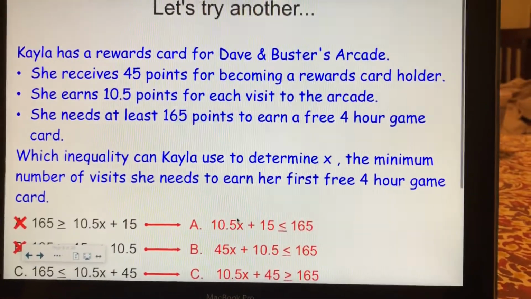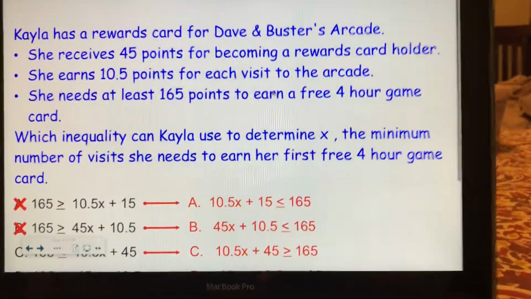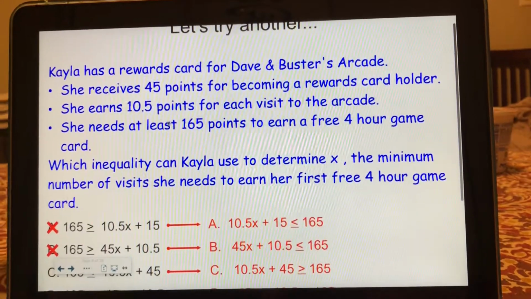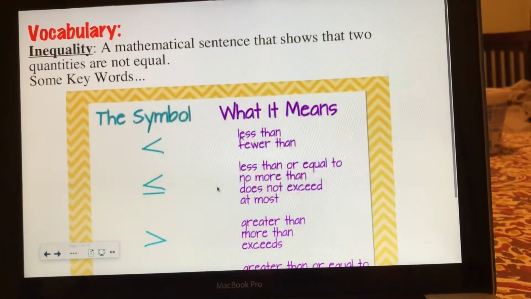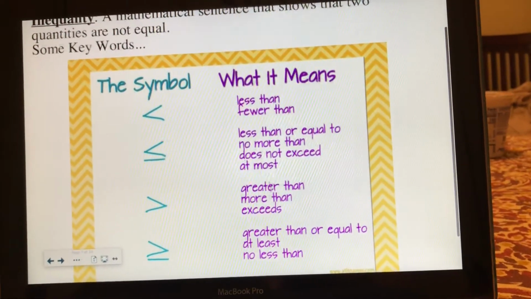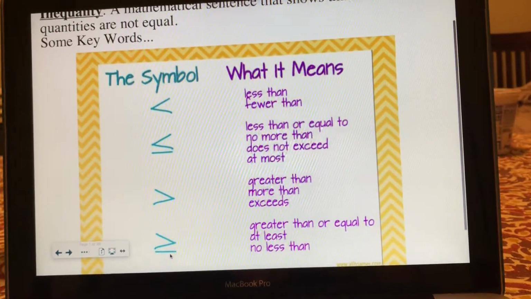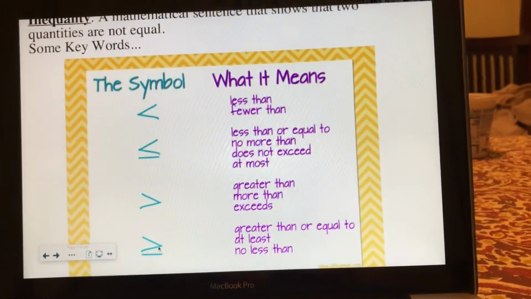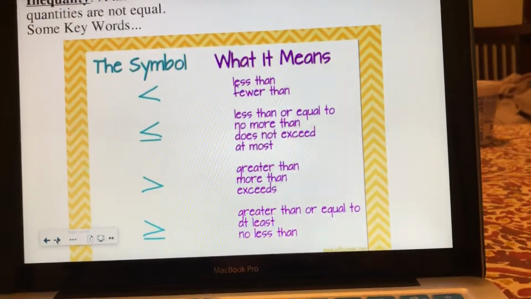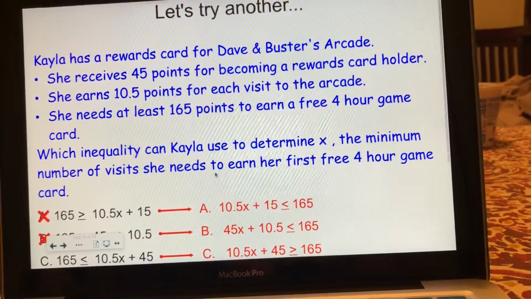So let's take a look. If we look at our words, first of all, we see here that it says she needs at least. So if we go back to that list of words and we see what it means, at least shows up down here at the bottom with the greater than less than symbol. So she needs at least that amount, but she could have more than that amount and she can have exactly that amount. So we are going to use the greater than or less than symbol.